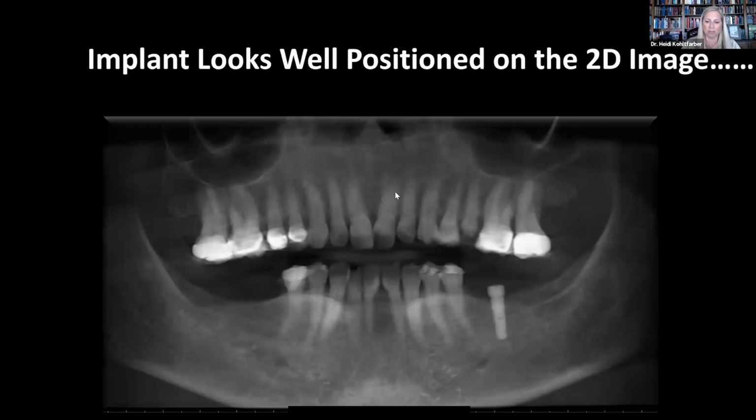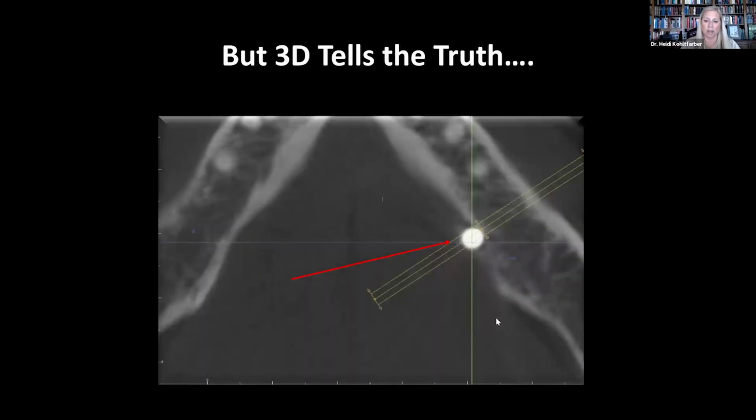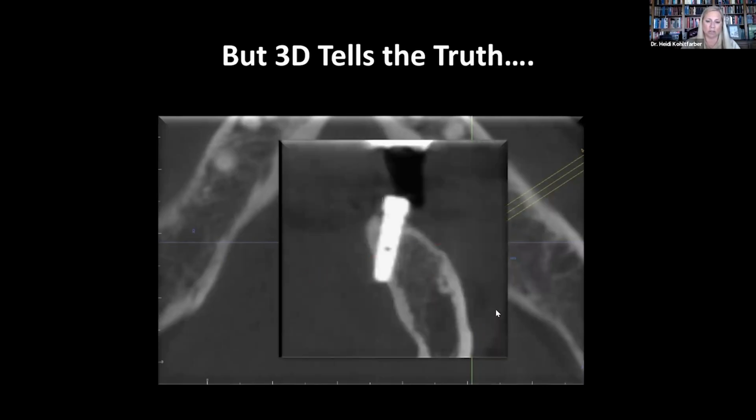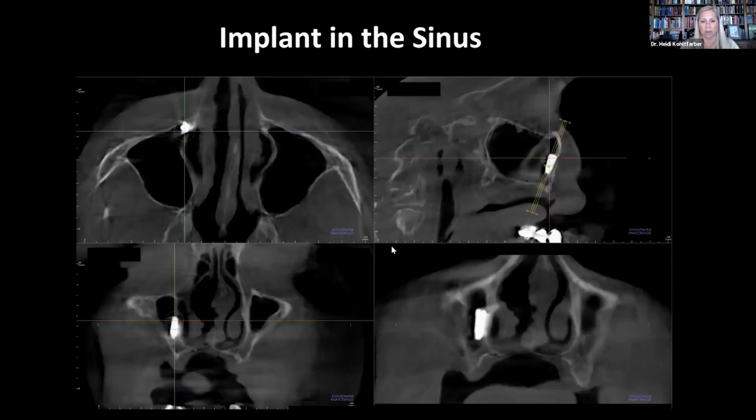This was another one. This implant has been placed based on the 2D. It looks great. It looks restorable. And yet when you get into the CBCT, where is it actually located? It's at the lingual aspect. And in our coronal sections, you can see this is the only amount of bone that's actually holding onto that implant. So that's not going to be something that we could reliably restore.